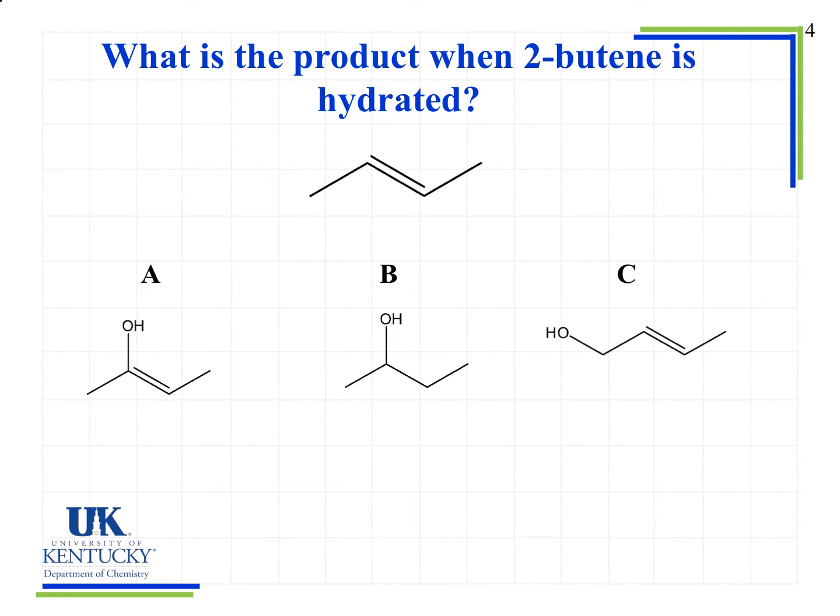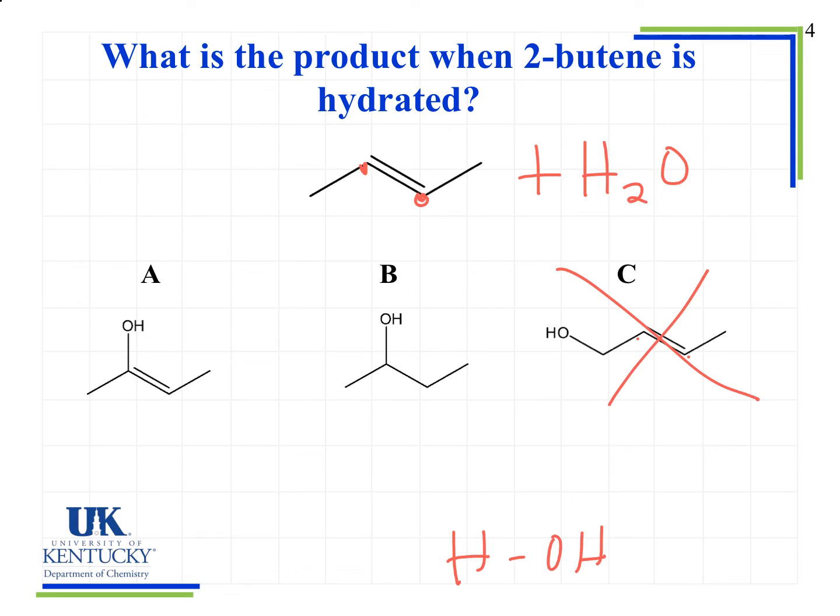So let's look at an example. What is the product when 2-butene, which is pictured here, is hydrated? So remember, hydration is the addition of a water molecule. And when we add a water molecule, we're adding it as H and OH. And so we have to find where the double bond is. So the carbons that are involved in the double bond are here and here. So we know that's where the addition is going to happen, which means C is not an option because the addition of that OH does not occur at the carbons involved in the double bond.